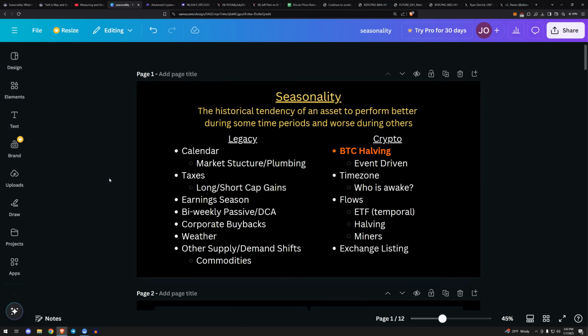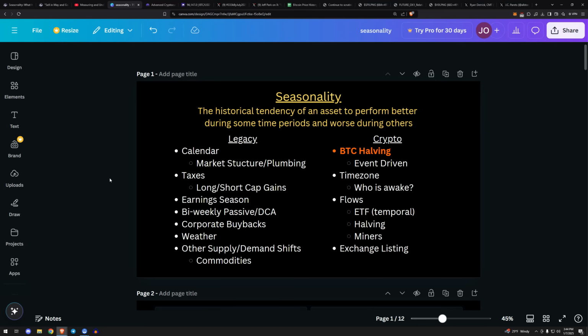But again, just to quickly rehash, in legacy markets, sometimes based on the calendar, there's market structure or plumbing issues. Obviously, tax is a big concern. Earnings season and blackout periods will affect seasonality. You've got the passive investors that are DCAing biweekly into things like the S&P or low-cost index funds. Corporate buybacks as well, along with earnings season, tend to have an effect during the same time of the year throughout the calendar. And obviously weather, if we look at commodities and natural gas and the polar vortex, whatever's going on here in the United States, you can generally expect supply and demand shifts or changes at specific times of the year.